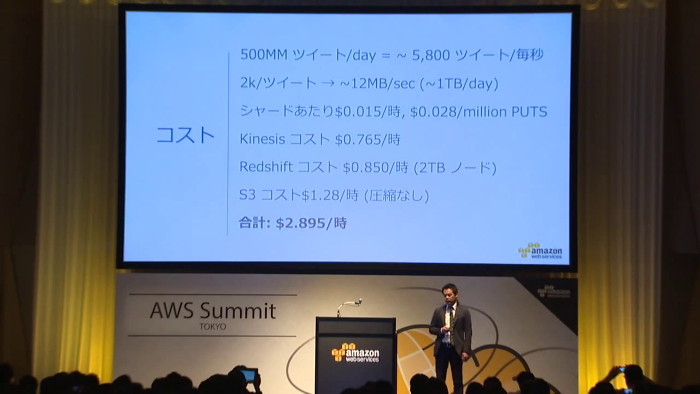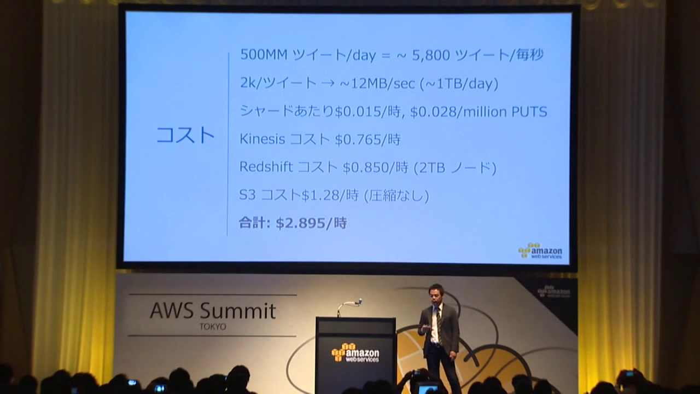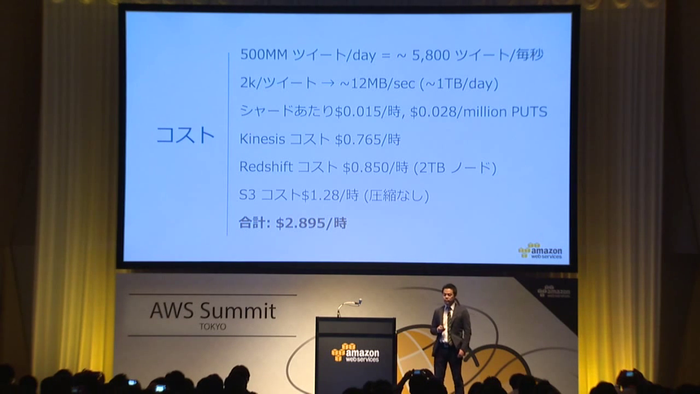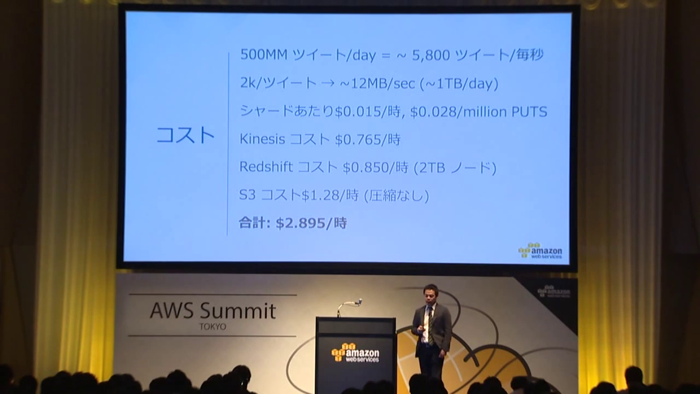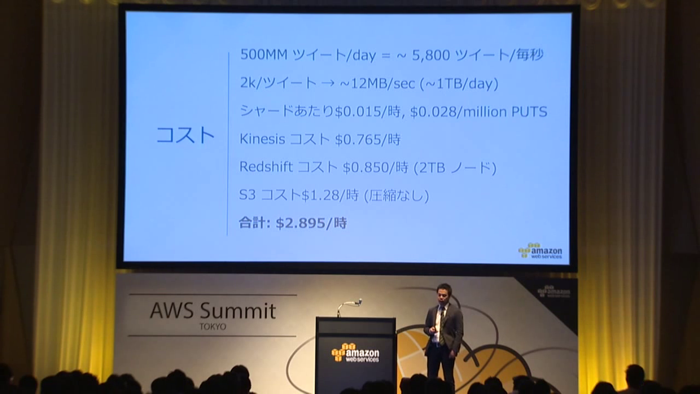Let's say you've collected 100 million tweets per day and you want to analyze this volume of data. Since it's 100 million, that means about 5,800 tweets per sec. For each tweet, the size is about 2K, which means 12 meg per sec. Kinesis shard per hour is 1.15 cent. Put is 28 cent, and then 2.8 cent. As Kinesis cost, 76 cents.